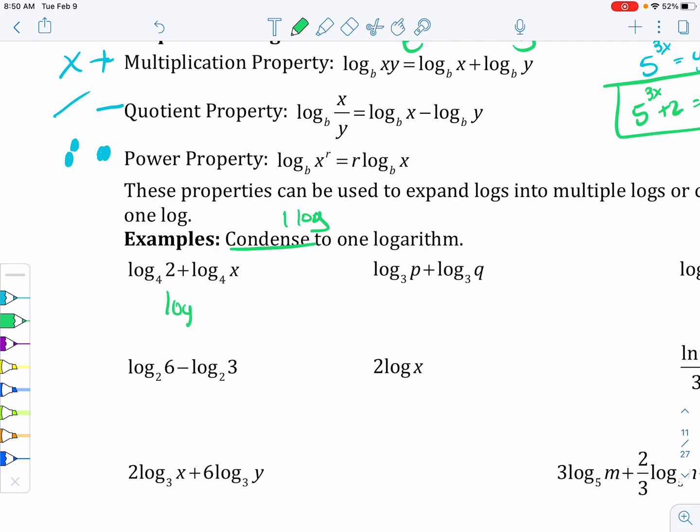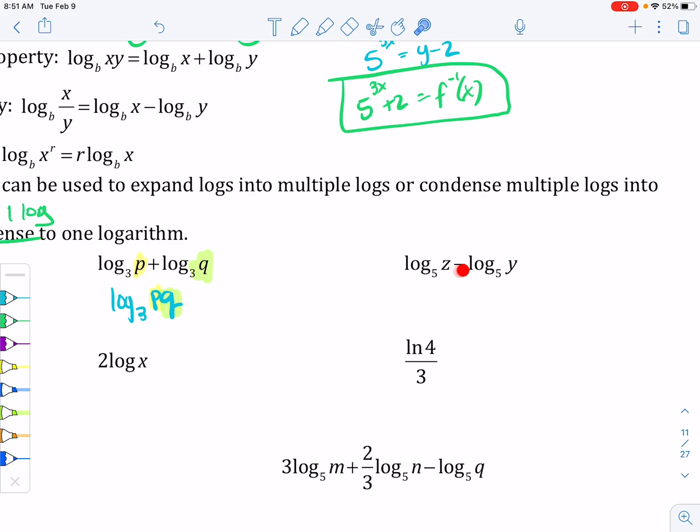Okay, so log base 4 of 2 times x. So you take these two things, the arguments, and you multiply them together. Okay? There's no simplification beyond that I can do, so then I'm all done. If I look at this one, these two are being added, so when you have adding, you put a plus sign with your arms, you tilt it sideways, and that gives you multiply. So we're going to have log base 3 of pq. So we're taking the arguments and we're multiplying them together.